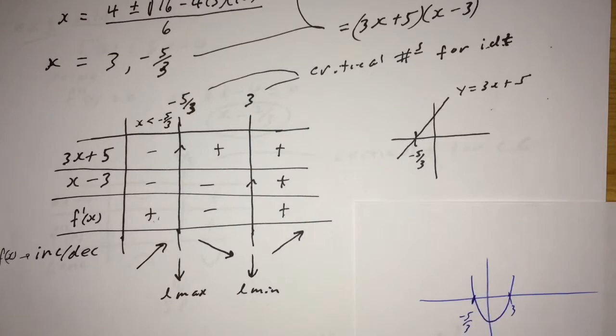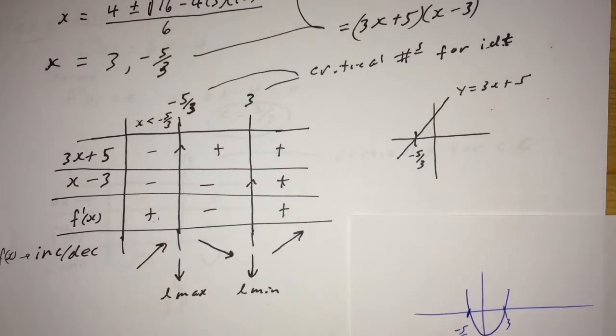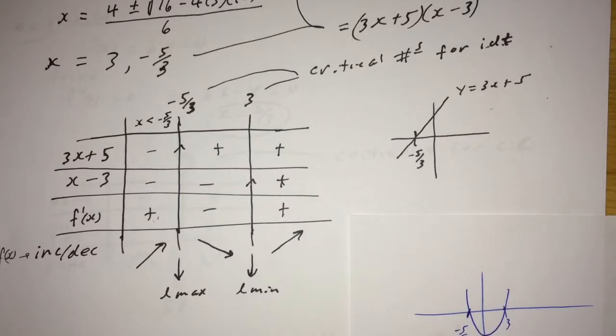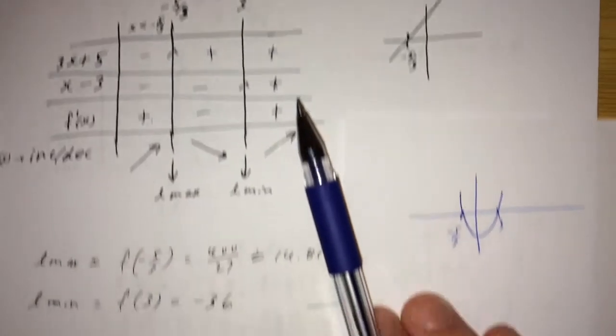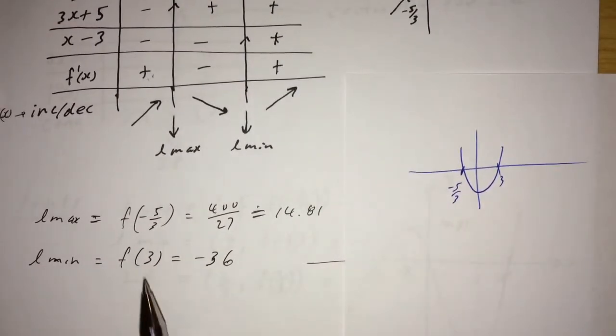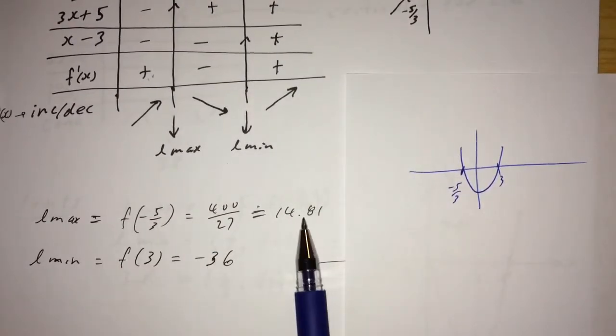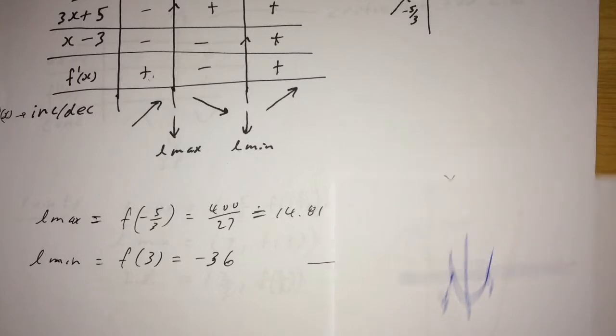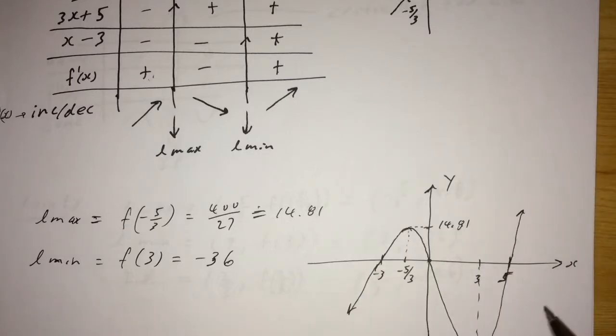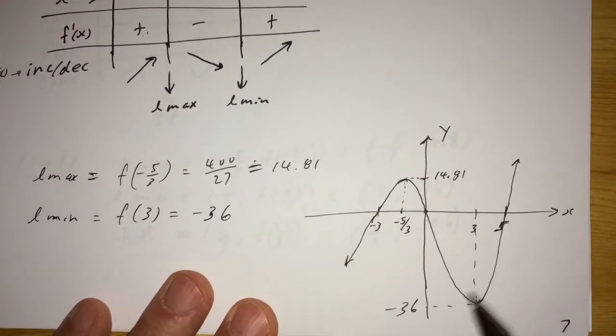So how do we find these local maxes and mins? Well, the local max and mins are the y values. So we're going to plug those into the original function, and what we get is these values here for the local max and this one here for the local min by plugging it into the original function. And so far what we have then is this graph here.